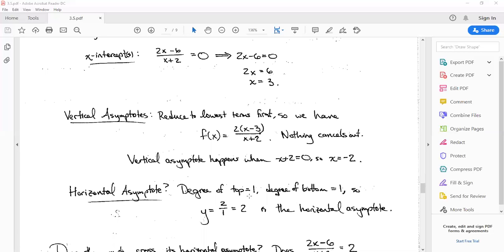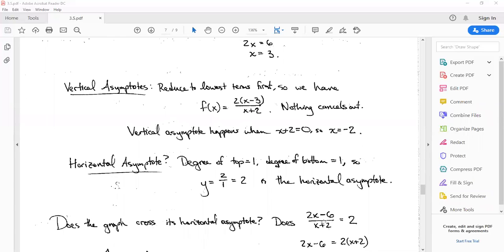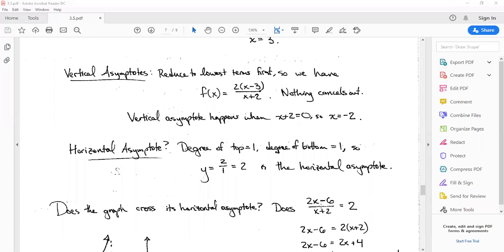So now let's determine, does our graph cross this horizontal asymptote? Namely, does the graph of the function y equals f of x ever cross the graph y equals 2? That would happen if we had (2x minus 6) divided by (x plus 2) equals 2. And we can try to solve this equation. What happens? We can multiply both sides by x plus 2, and we get 2x minus 6 equals 2 times the quantity x plus 2.